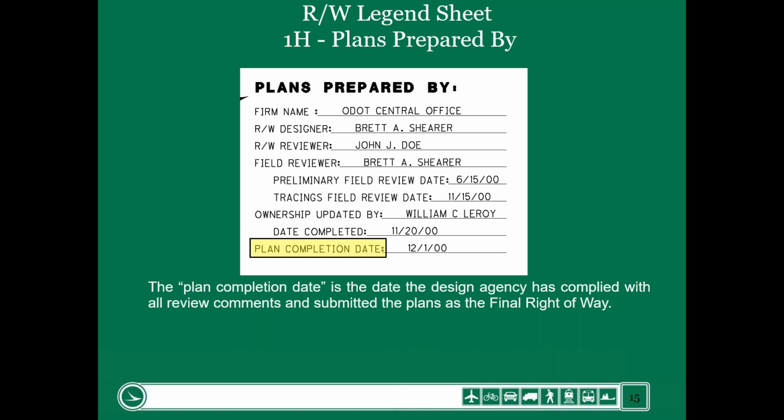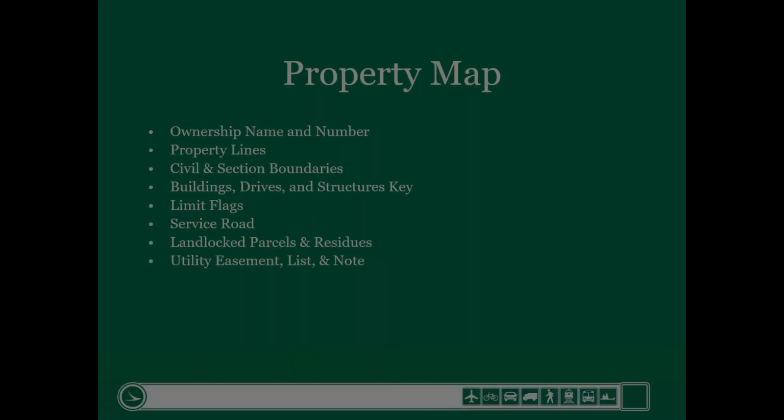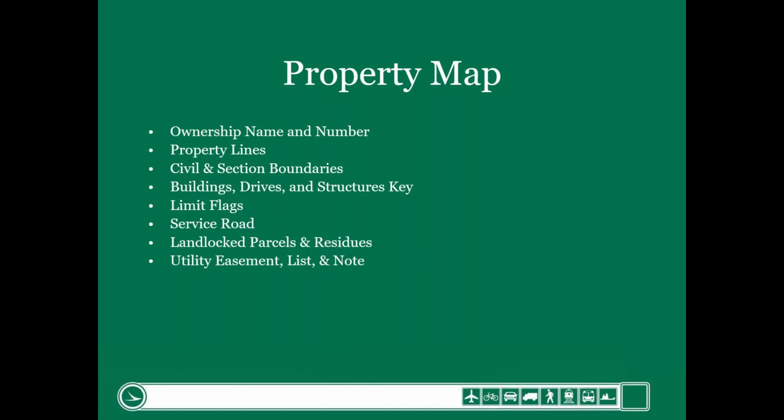But this is the date that the designer has completed the plans and given it to the district real estate administrator to go ahead and begin acquisition. So this date becomes very important when it comes to the negotiations and revisions to the plans. So it's noted here, but it also is noted in the revision blocks, and we'll cover that in a little while. So that concludes the legend sheet. Again, I didn't cover everything, I just hit the highlights.